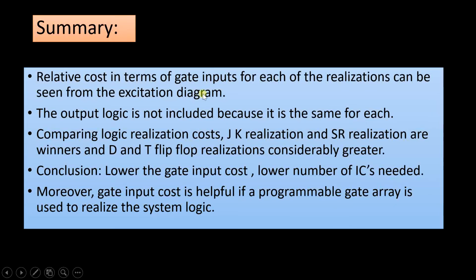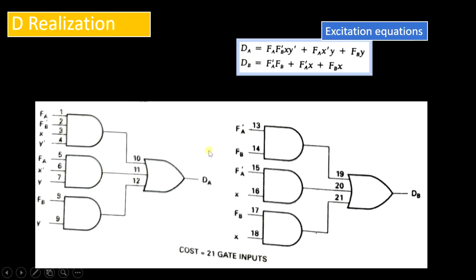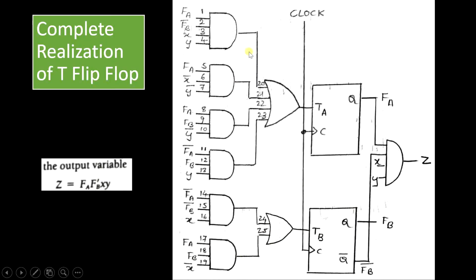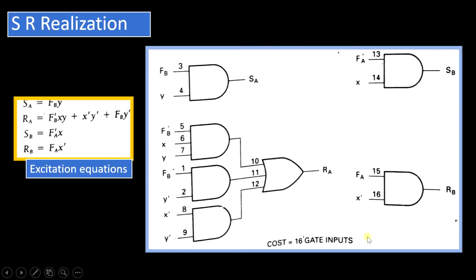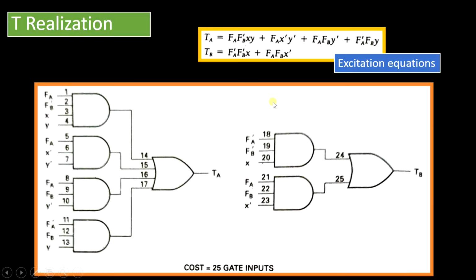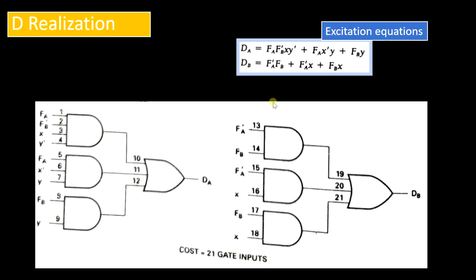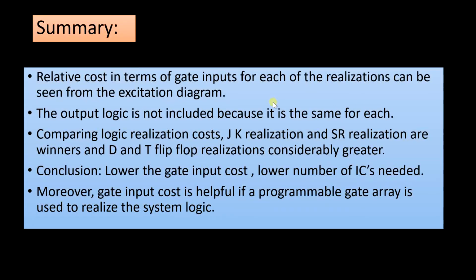So to summarize, I can say that the relative cost in terms of the gate inputs for each of the realizations can be seen from the excitation table or the excitation equations, and the output logic is not included because it is the same for each. If you recall, initially when I showed you the cost of realization for each of the flip-flops, I didn't show the complete realization. So initially it was 16 and 16 for JK and SR, and 25 and 21 for T and D flip-flop. It would be increased by the same amount if you include the output logic.